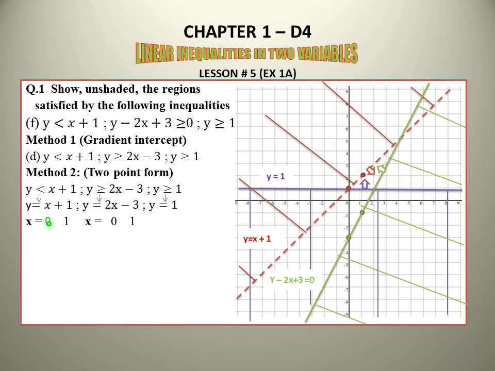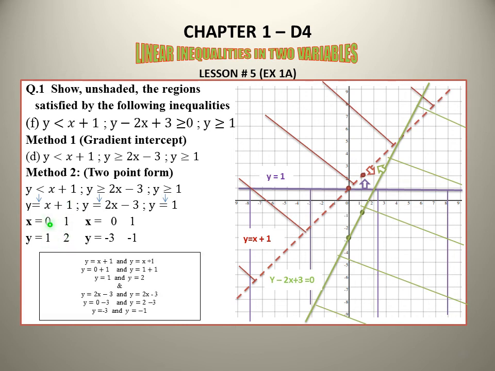For this line, if we take x is equal to 0 and x is equal to 1, and again for this line, if we take x is equal to 0 and x is equal to 1, then we will get the values of y. For this line, when x is equal to 0, y is 1. When x is equal to 1, y is 2. You can show your working as well. Putting x is equal to 0 in the first equation, you will get y is equal to 1, and x is equal to 1 in the first equation, you will get y is equal to 2.